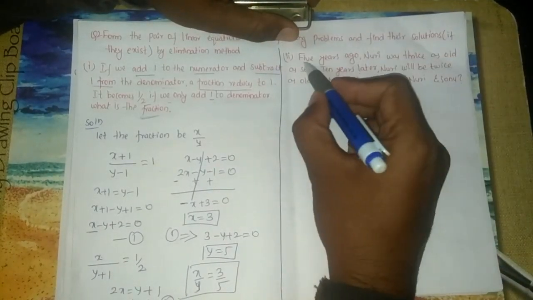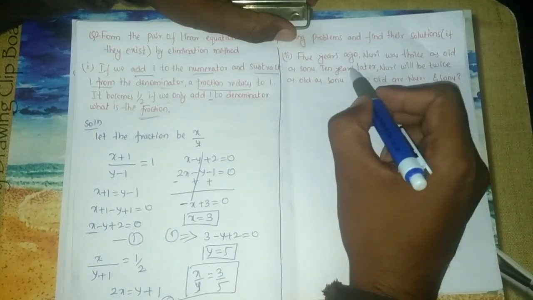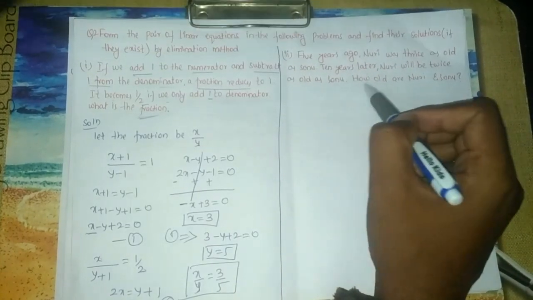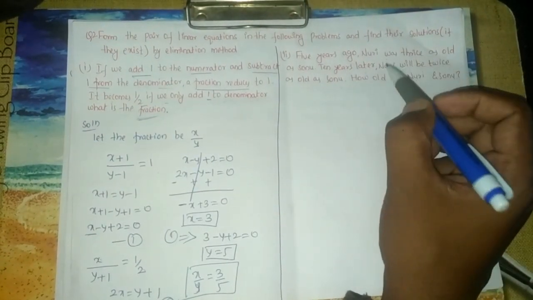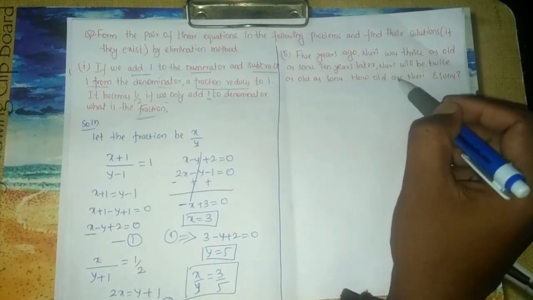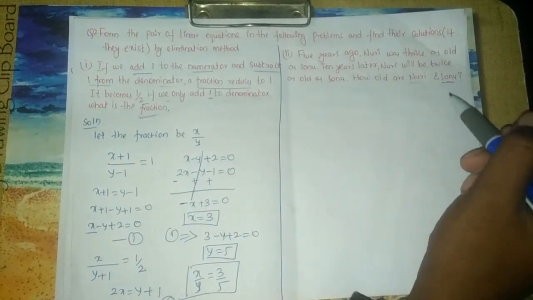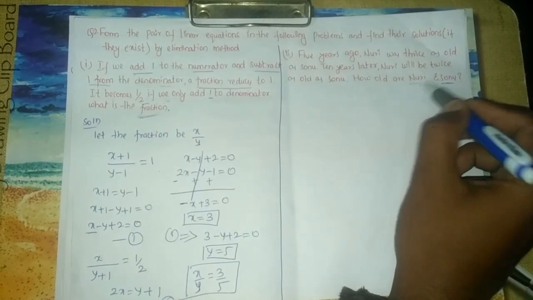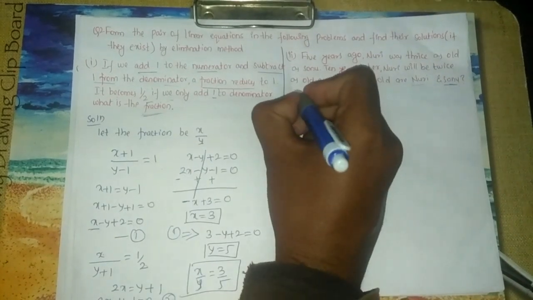Second question. 5 years ago, Nuri was thrice as old as Sonu. 10 years later, Nuri will be twice as old as Sonu. How old are Nuri and Sonu? So let us try to identify which are the variables here. Variables are x and y, and here it is asked to find the ages of Nuri and Sonu. So let us take the age of Nuri as the x variable and the age of Sonu as the y variable.